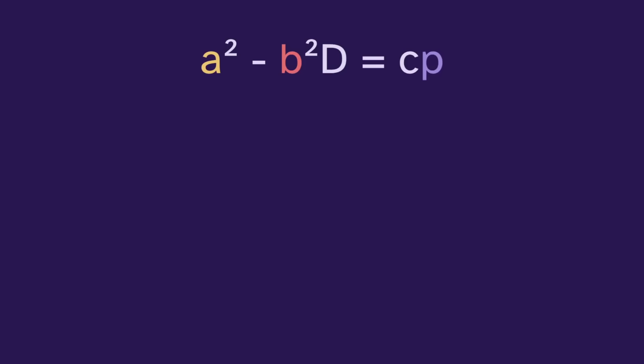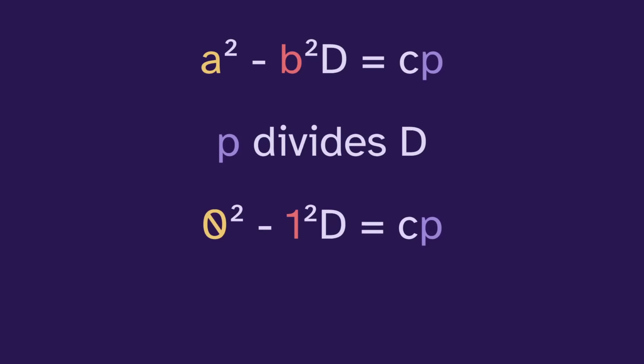Okay, so this equation determines what is a prime, but how do we know if it has a solution? We'll look at the first case. If P divides D, then we can just take A as 0 and B as 1, and we get negative D equals CP. And since P divides D, this is true. So we have a solution, which means P is not prime.